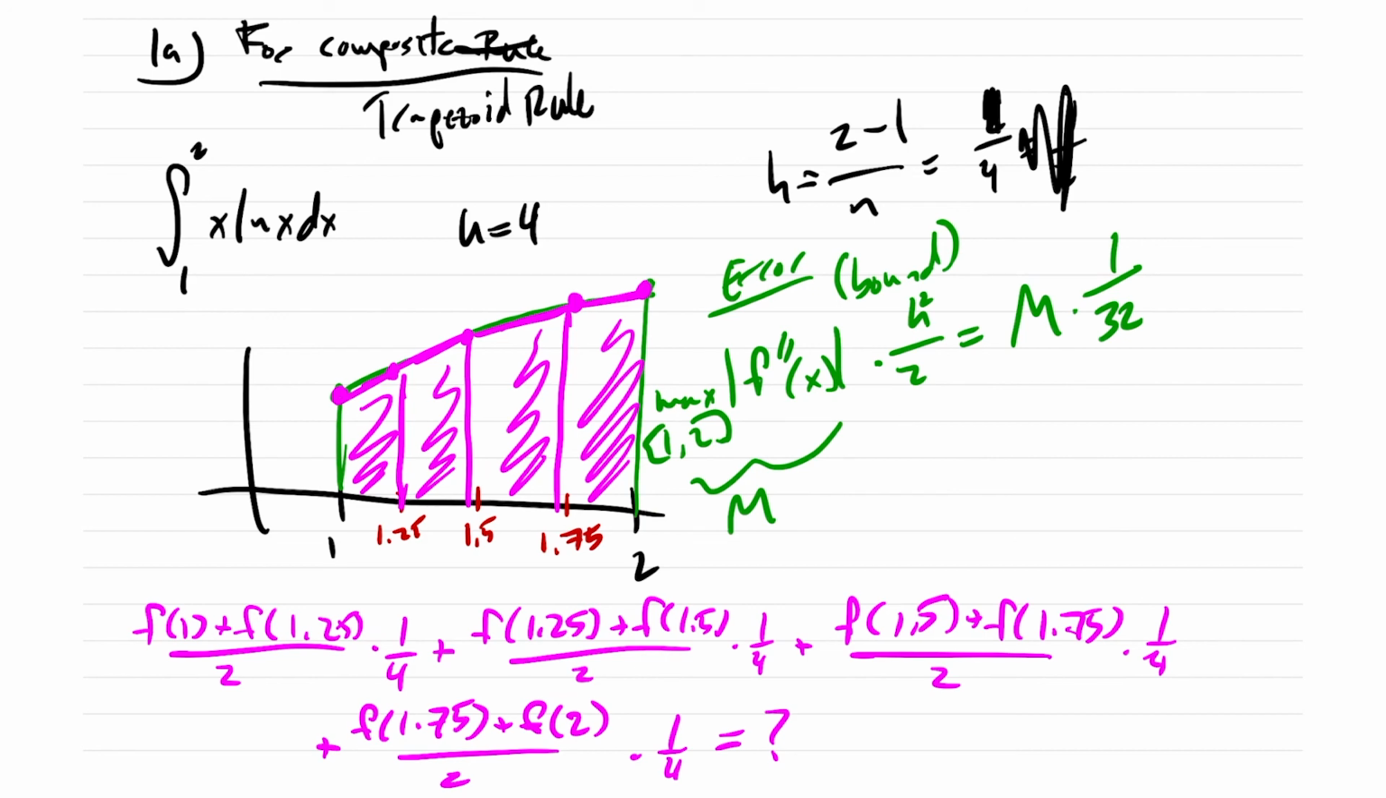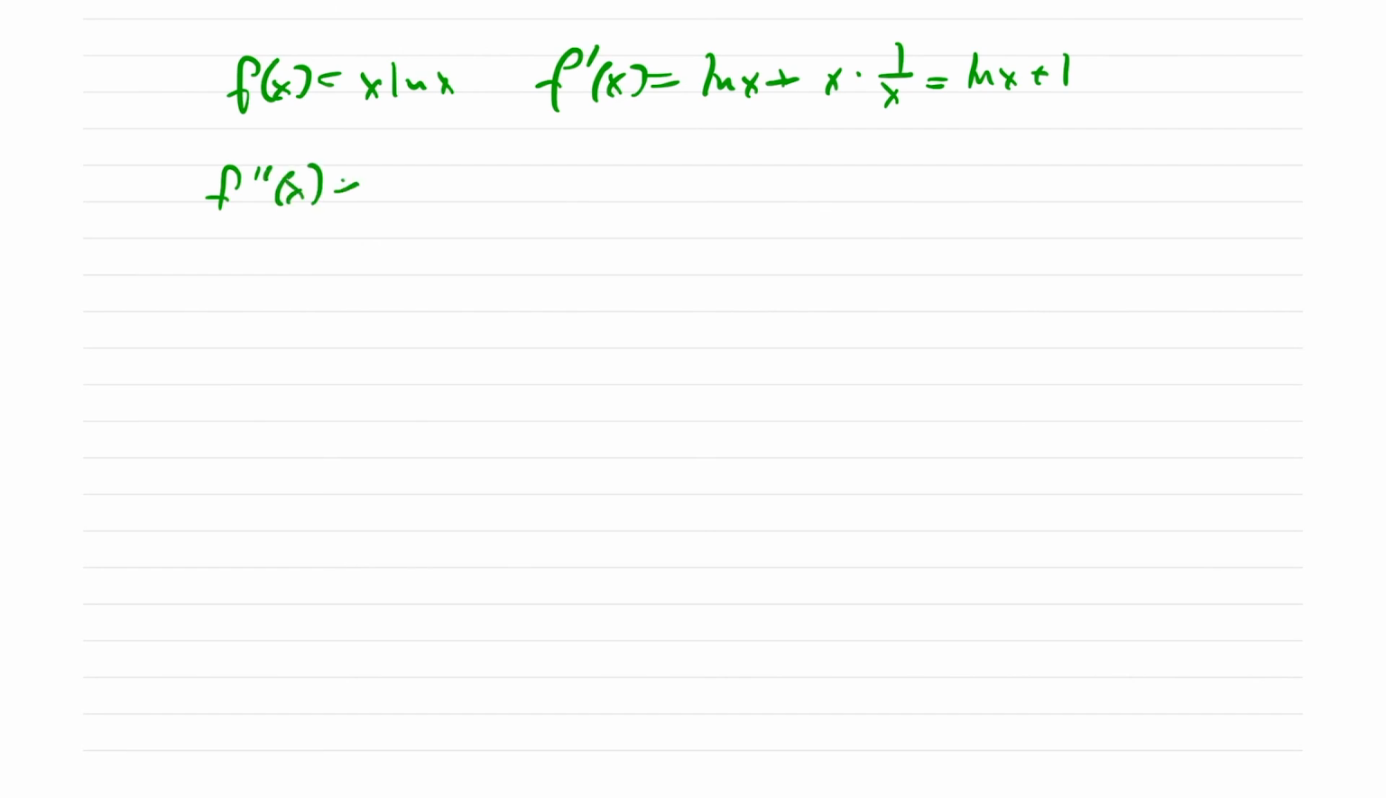Now M is going to come from the second derivative of x ln x. So f(x) equals x ln x, and we can figure this out with the product rule. f'(x) equals ln x plus x times 1 over x, so that's equal to ln x plus 1. f''(x) then is going to be equal to 1 over x.